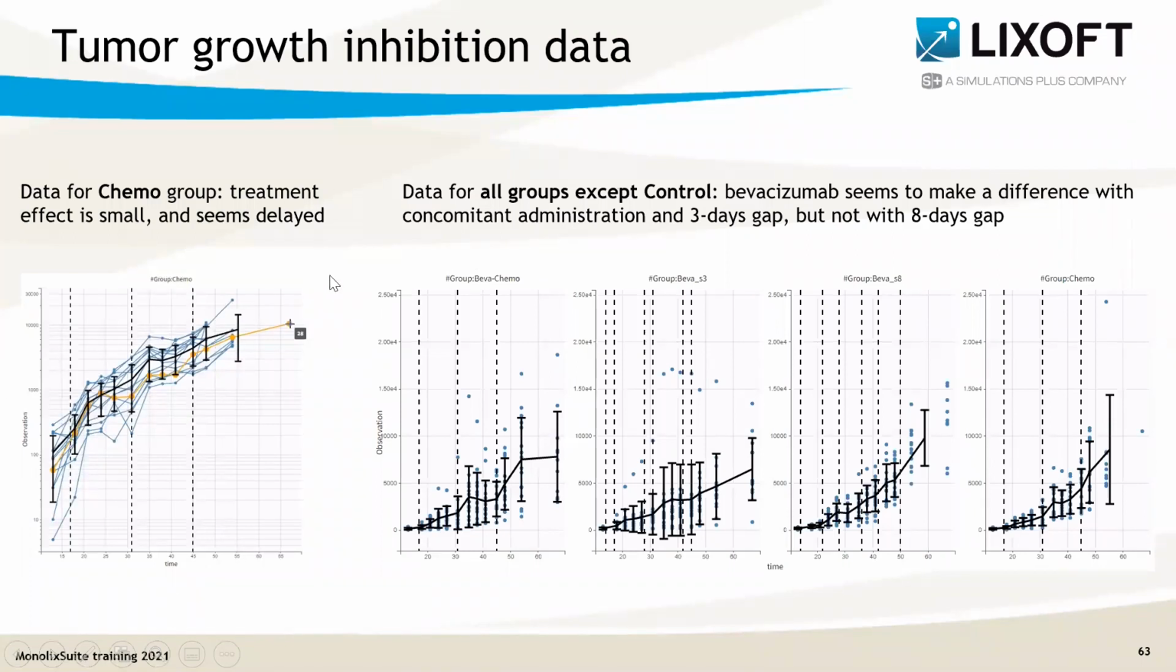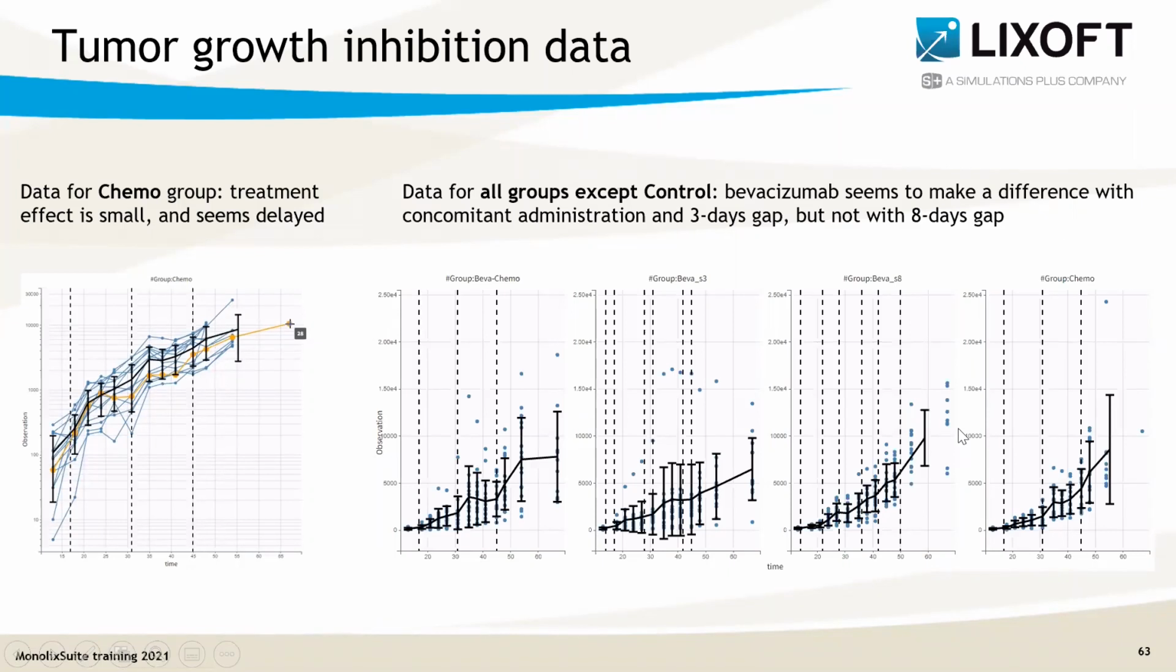Then if we have a look at the data in the rest of the groups, for the chemotherapy group where only the chemotherapy was given, we can see that the treatment effect is quite small actually, and it seems a bit delayed after each dose was administered. And then if we have a look at all the groups except the control, to compare the impact of bevacizumab, it seems that bevacizumab can make a difference in the group where it was given concomitantly to chemotherapy and 3 days before. So it seems to make a small difference compared to the group that had only chemotherapy, but not with the group that had an 8 days gap.